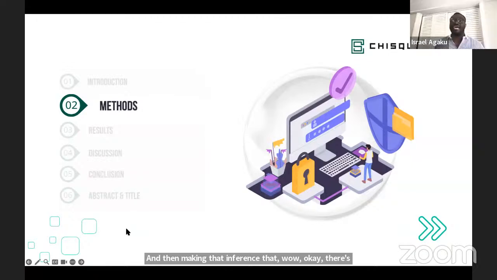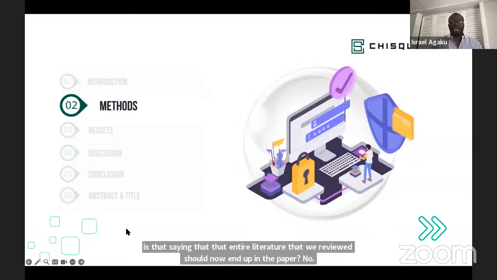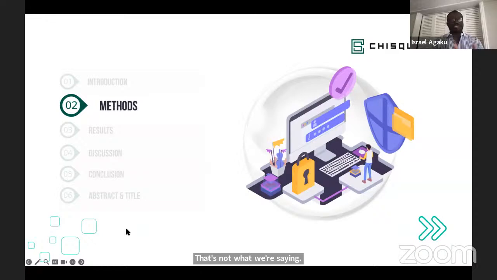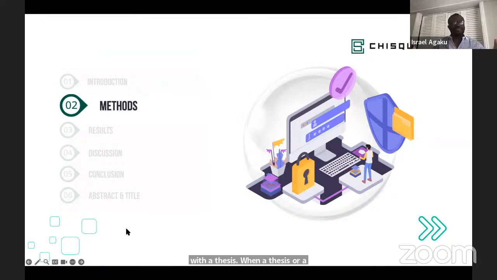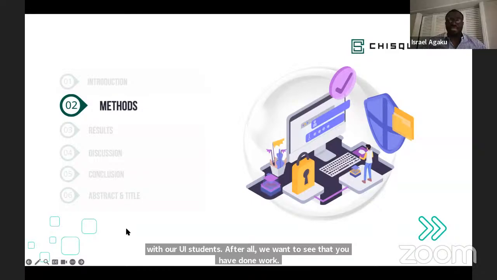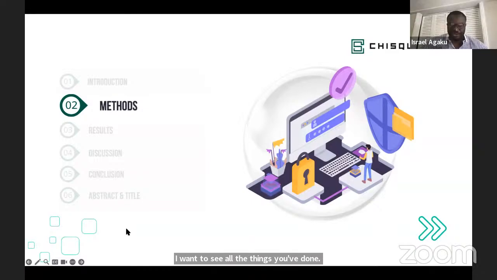Now, is that saying that the entire literature that we reviewed should now end up in the paper? No, that's not what we're saying. When you make your whole manuscript so long, that defeats the purpose. I think also that people confuse a manuscript with a thesis. With a thesis or a dissertation, we require you to put the literature review in there because you are a student. After all, we want to see that you have done work and we want to see all the things you've done. A thesis or a dissertation is not the same thing as a scientific manuscript. Just to be very, very clear. Those are very, very different things in terms of the amount of detail we require, in terms of how we expect them to be structured.